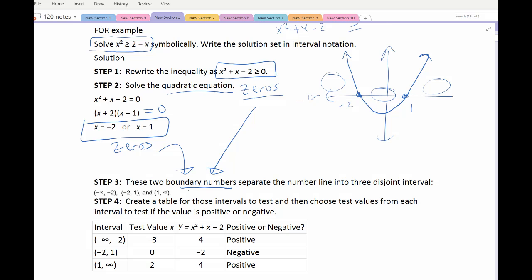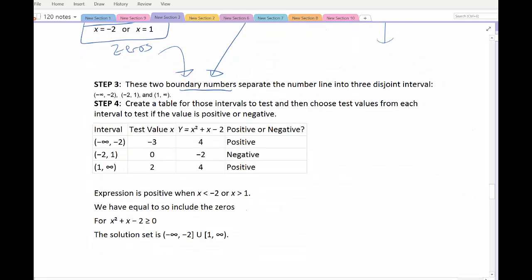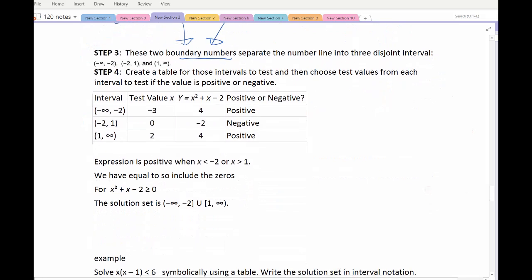And we want to know between them when they're positive, when they're negative. And again, I already kind of know based on the picture what it should be, but I'm going to test it and make sure that it actually is the case. And so we set up a table. We create a table for those intervals to test x values and see if my function value comes out positive or negative. So my first interval goes from negative infinity to my first 0, negative 2. Then between my zeros, negative 2 and 1. And then from my positive 0 to positive infinity. Those are the values. And then we just pick any test number.